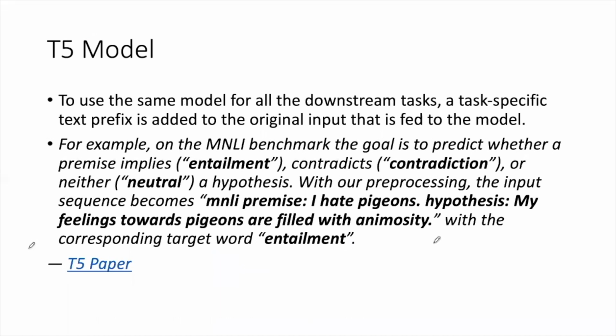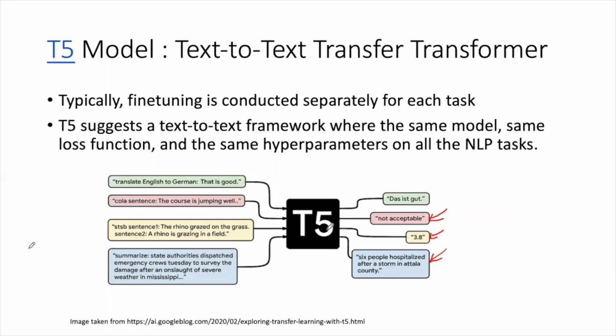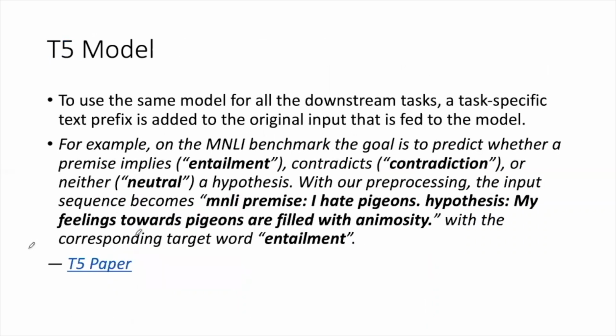There is a small variation in how the input is given to the model. We don't actually supply the input as it is. We mention the task on which the input is supposed to be trained. So here it's a translation task, so we put the word translate. Here it's the CoLA task, so we put the word cola in the beginning. Similarly, this is summarization, so we put summarize. These are small nitty-gritty details on how exactly it's done.